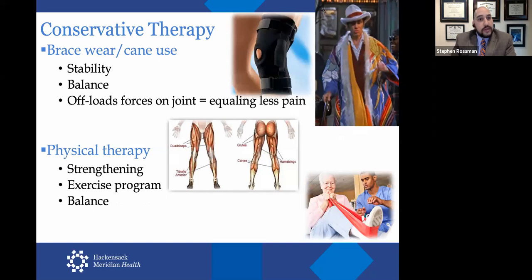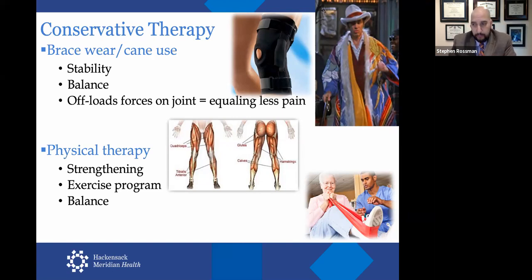Moving along, there are different types of braces that can help with stability and balance. They can help offload the joint forces. Just having something wrapped around the knee can be very helpful, because it can help increase the temperature around the knee, and people find them very helpful. Using a cane or a walker can really help offload the forces in the joints.